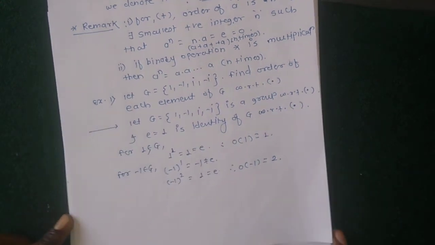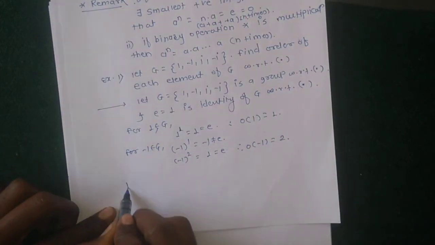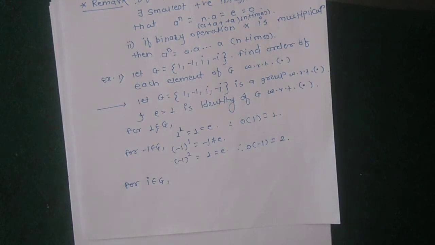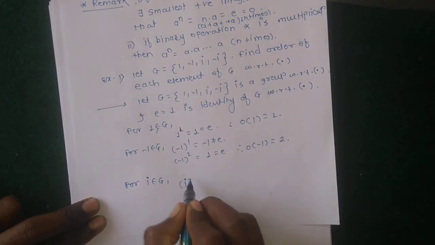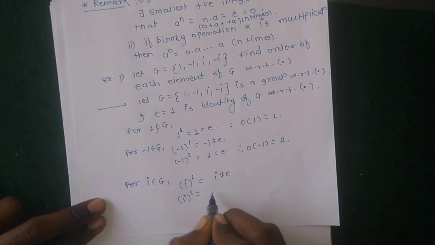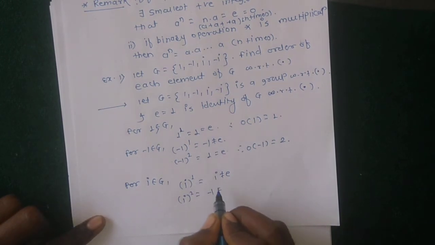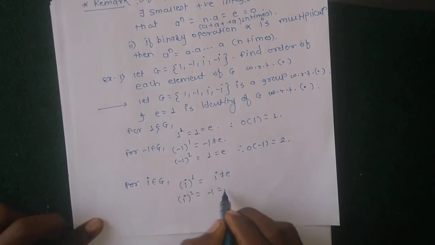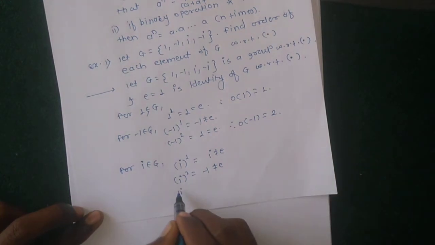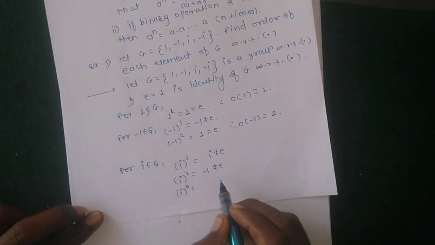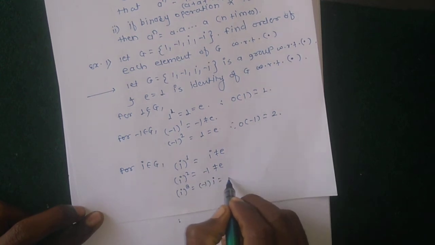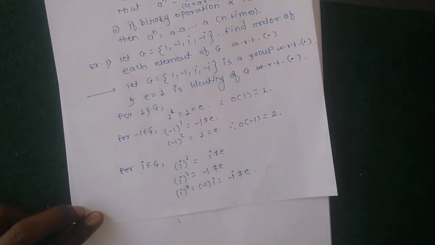Then next, for i, how do we find the order? i raised to 1 equals i, which is not equal to the identity. i squared equals minus 1, which is also not equal to the identity. Similarly, i cubed is the value of i squared, minus 1, times i, equal to minus i, which is also not equal to the identity.